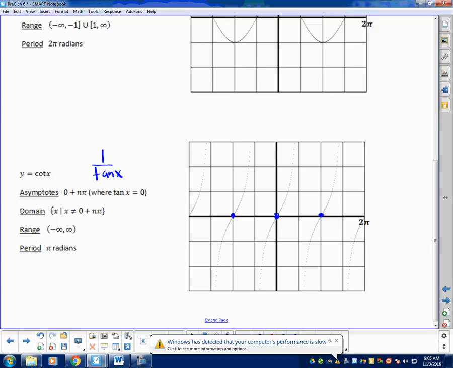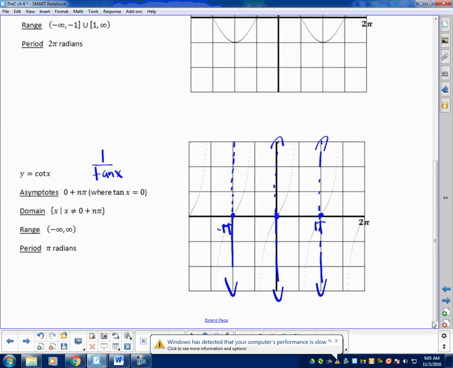Where tangent is 0, cotangent is undefined. You see that? So where tangent is 0, we have our vertical asymptotes. Once again, the period is pi radians. The range is negative pi to pi. But the domain is not the set of all x such that x does not equal pi over 2 plus n pi. It's 0 plus n pi, because I have a vertical asymptote at 0. I have another one at pi, and then another one at 2 pi. Are you with me? And over here at negative pi.